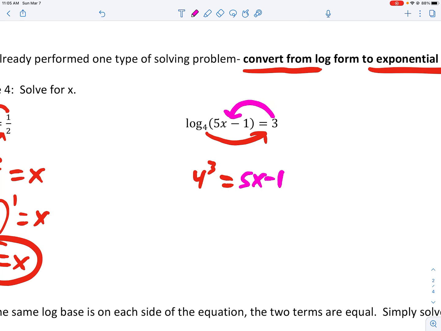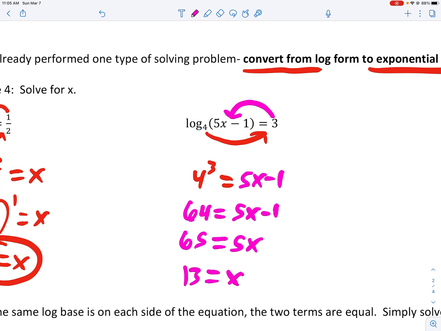So then we just solve, right? So 4 to the 3rd power is 64 equals 5x minus 1. So you add 1. 65 equals 5x. So then from there, we just divide by 5. Right, so 65 divided by 5 gives you 13. And there you go.